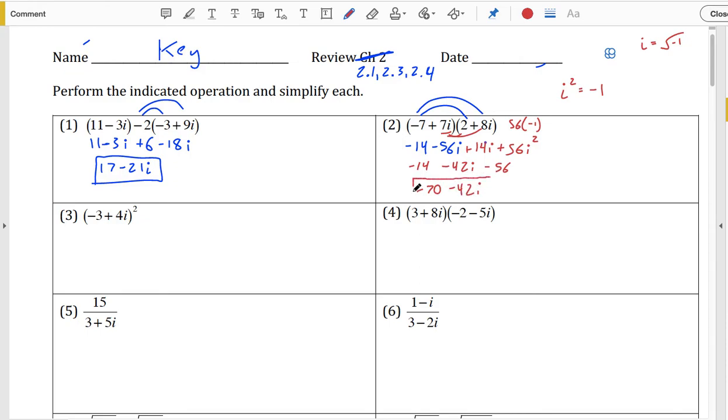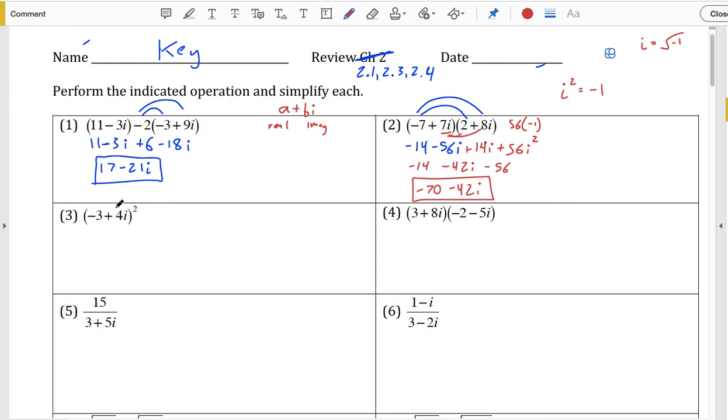Now remember, for these complex number answers, we always want to express our answer in the form a plus bi. We write the real number first and the imaginary number second in our two-term binomial. All right, moving right along.